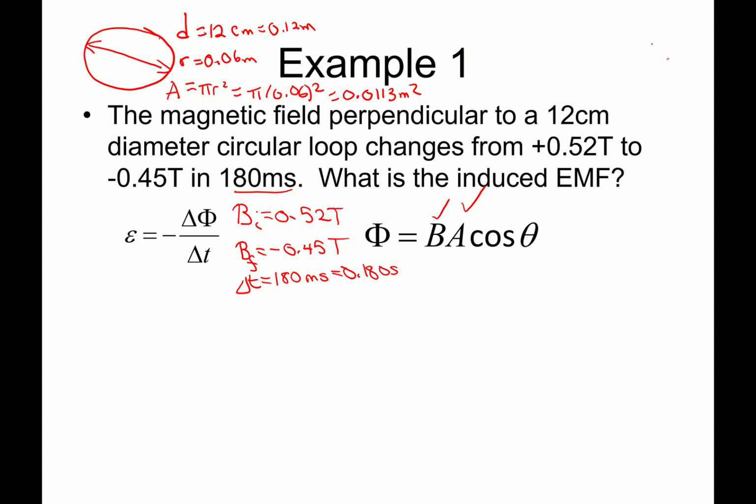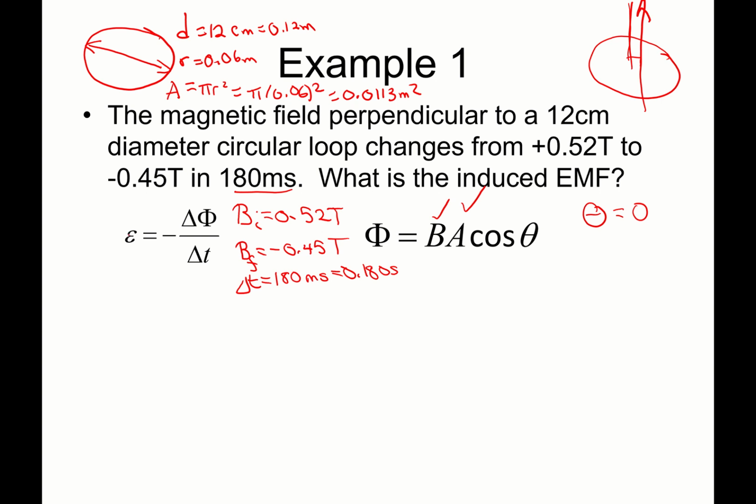So again, let me go up in the top right corner. If I draw the perpendicular to my loop, the magnetic field is also perpendicular to the loop. So the magnetic field is parallel to the normal. So theta is equal to 0. So I know all my numbers. Now it's just a matter of plugging them in.